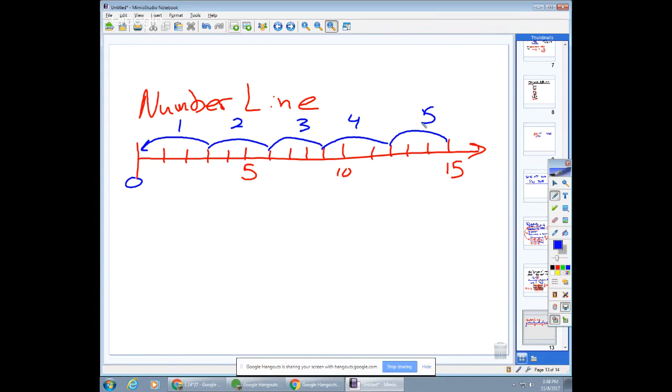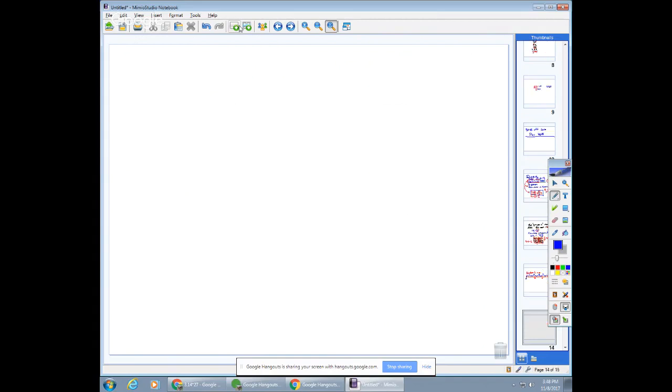Any other ways we could do this? Repeated subtraction. Repeated subtraction would be another way. So we could say division means repeated subtraction.